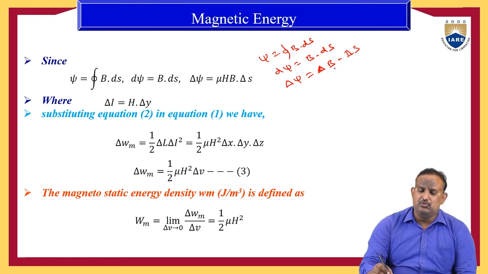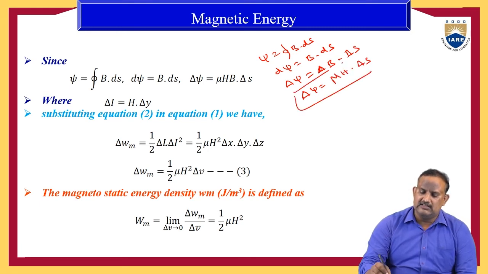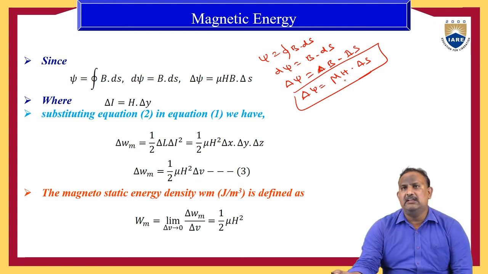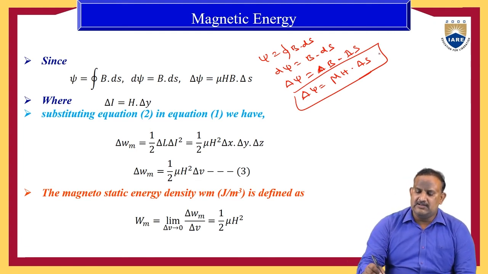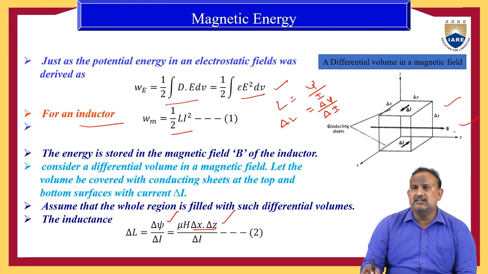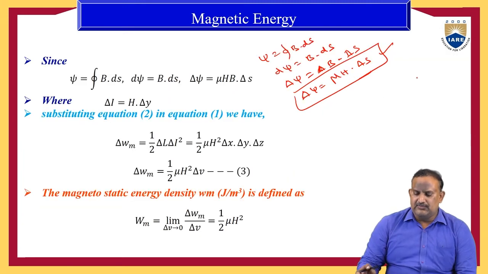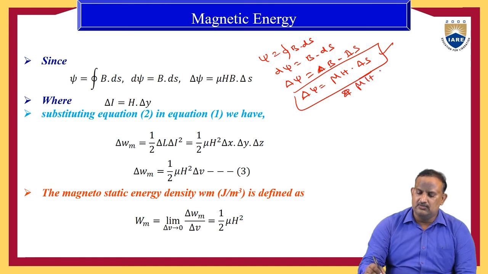But B is equal to mu H, as we know. Therefore, the change in flux is mu H times the change in surface area: delta psi is equal to mu H delta S. Here delta S is a surface area. Because the current is flowing along the y direction, for the surface area we need to assume delta x and delta z only. Therefore, in place of delta S you substitute mu H delta x delta z.